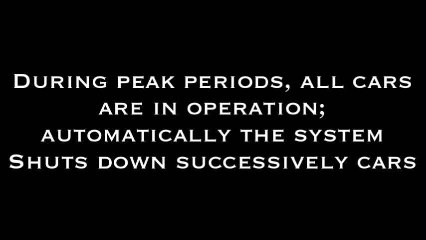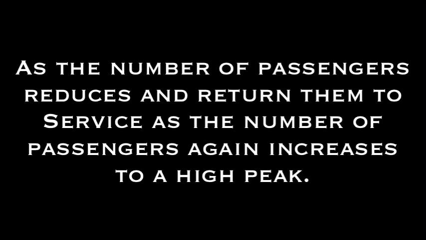The third type is electronic group supervisory dispatching and control. This system is used to control not only single elevators but an entire group or bank of cars. During peak periods, all cars are in operation. Automatically, the system shuts down cars successively as the number of passengers reduces and returns them to service as the number of passengers again increases to a high peak.